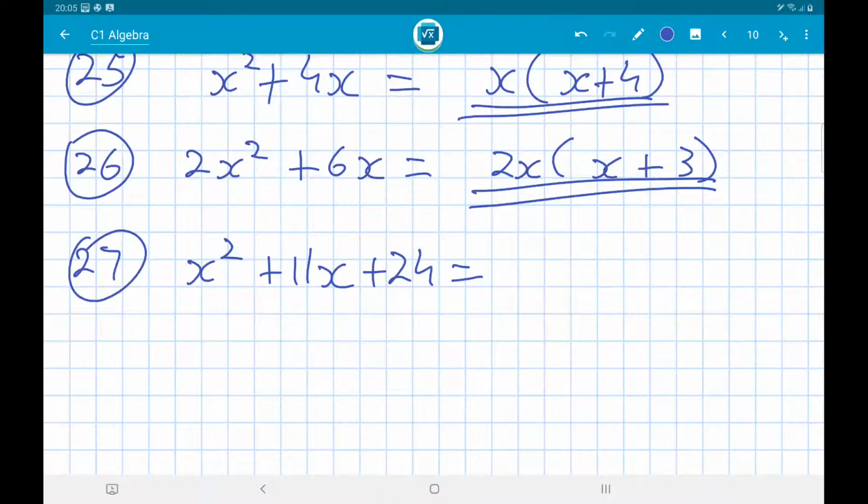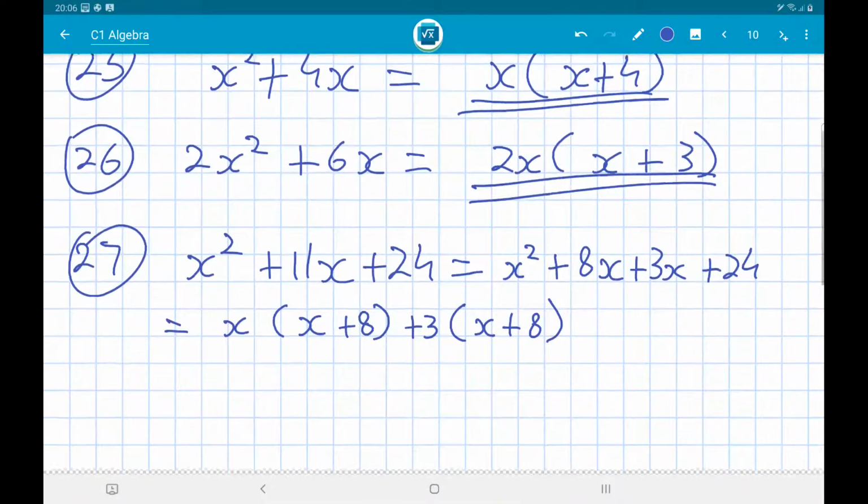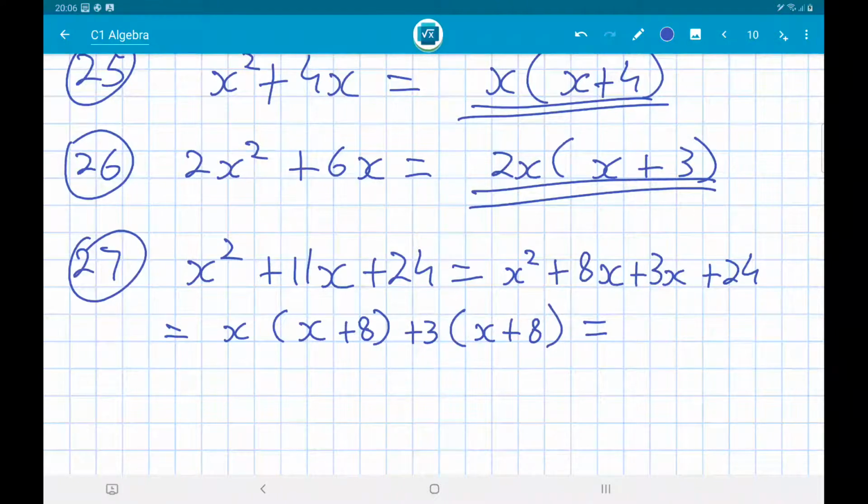So I believe it would be x squared plus 8x plus 3x plus 24. Drop it down to the new line. It should also be equal to x plus 8, and then plus 3, and you get x plus 8. 8 times 3 is 24, yeah, boom. Okay, and that would imply, if you take out the common factor x plus 8, you get x plus 3 multiplied by x plus 8.